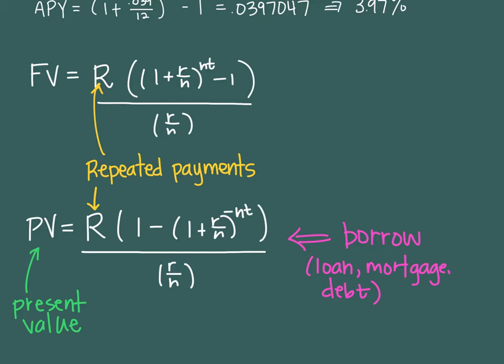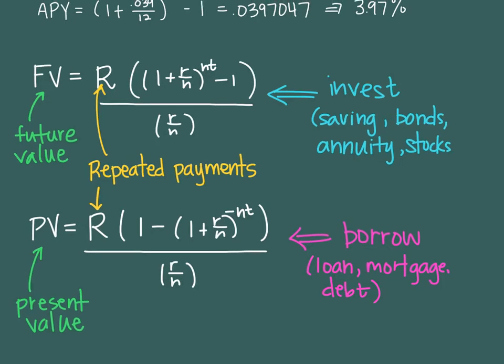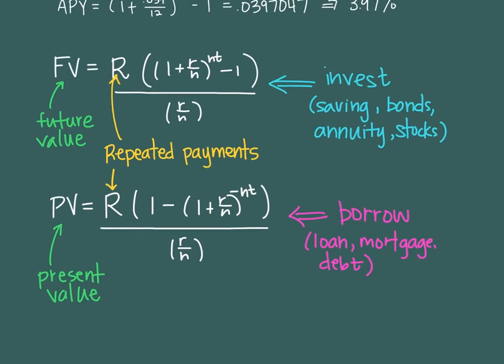So then the F stands for future value. That means I don't need the money now. I'm going to invest it for a future date. And so it's not borrowing, but instead it is saving or investing. So this one is for when you invest. Words that you would use for investment are saving, bonds, annuity, stocks. These are all words that imply that you're saving money.